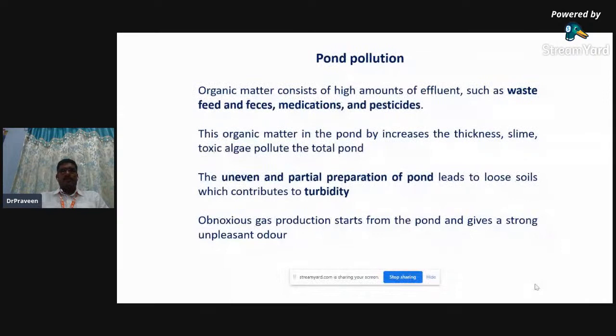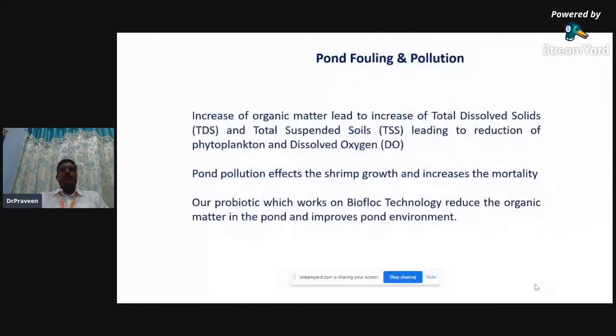Obnoxious gas production may start from the pond and give a strong unpleasant odor. So these are other reasons from organic matter accumulation. And one more, increase of organic matter may lead to an increase of total dissolved solids and total suspended solids, which leads to the reduction of phytoplankton and DO. That's why plankton crash may happen suddenly at any stage of the culture. Pond pollution affects shrimp growth, as we know, and increases mortality also.